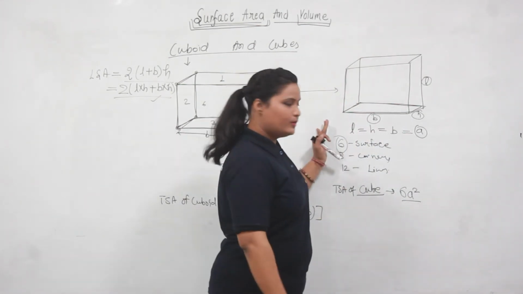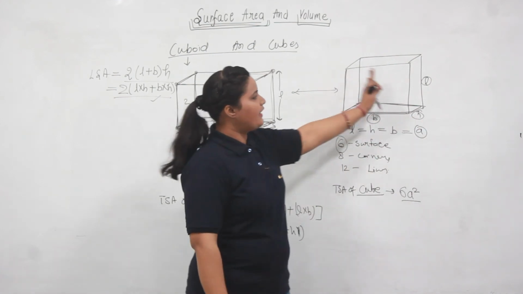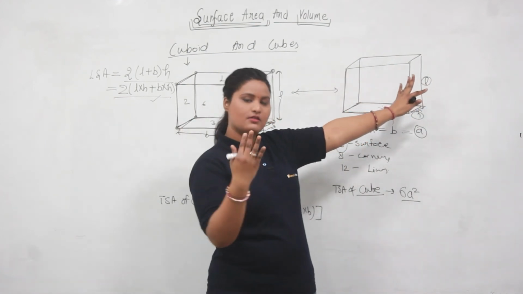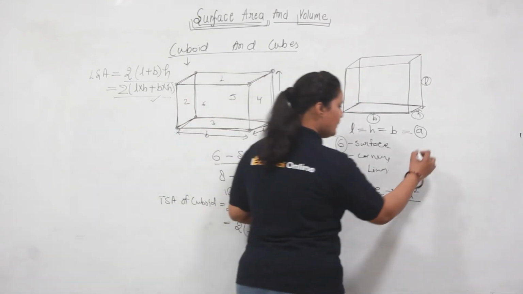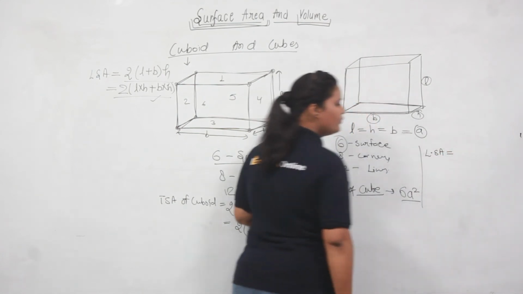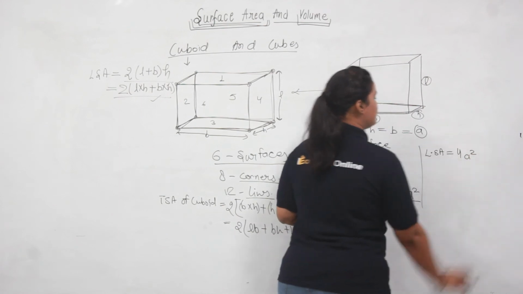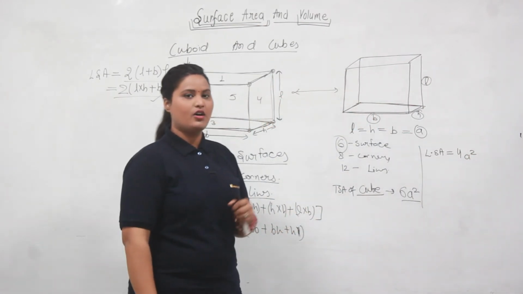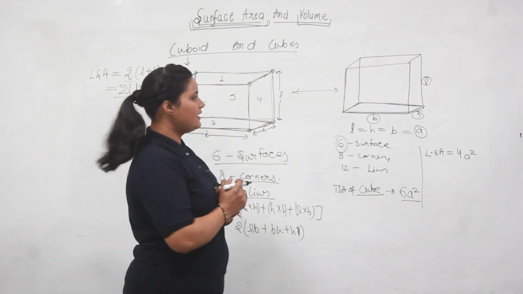Now come to the cube. Again, all the surfaces are equal and we have to find the area of 4 surfaces, not any 4, but the covering 4 surfaces. So the lateral surface area of the cube will be 4A square, because the area of each surface is A square. I hope this is clear.